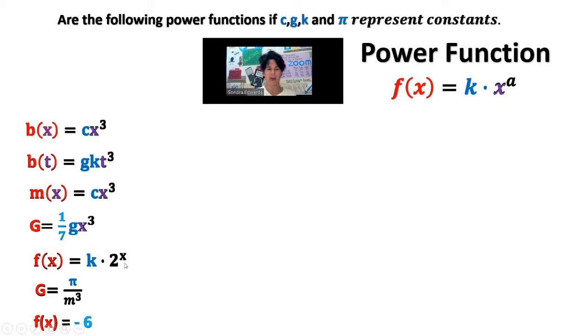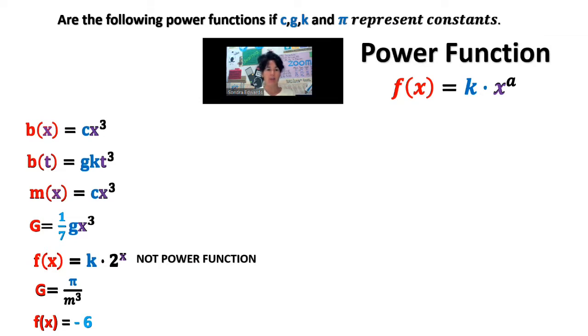Okay, this one here, we input x, and what? Look at the location of x. X is not the base. X is in the exponent. This one here is an exponential function. You can tell exponential functions because the variable is located in the exponent. So we know right now that is not a power function.